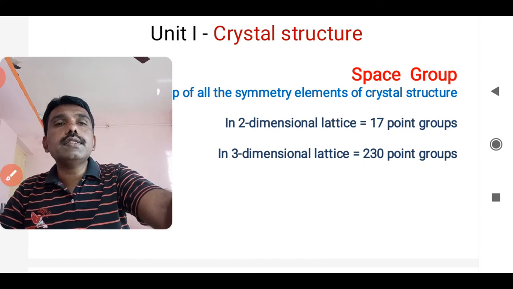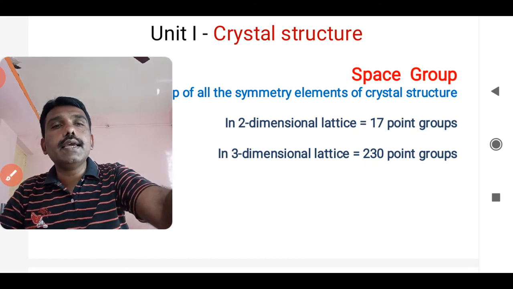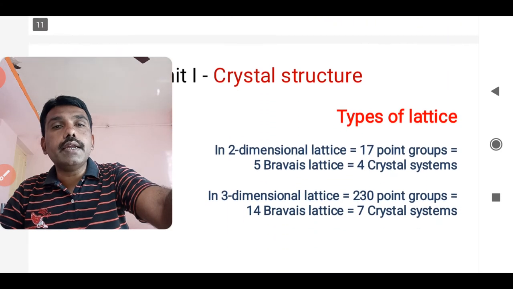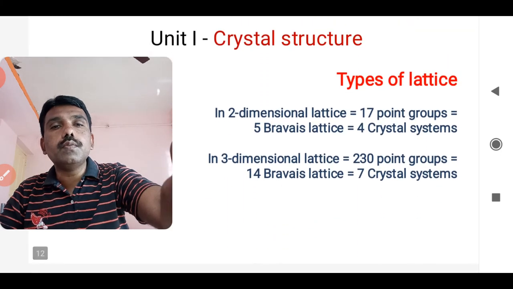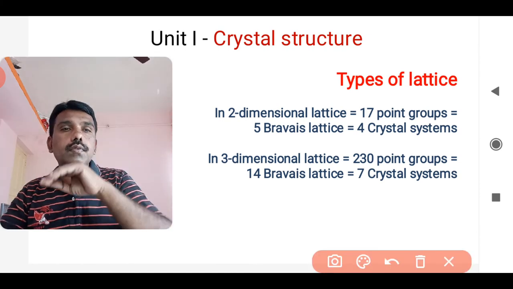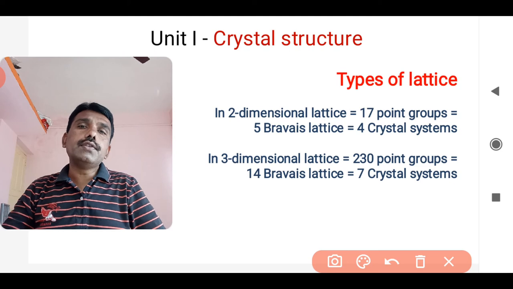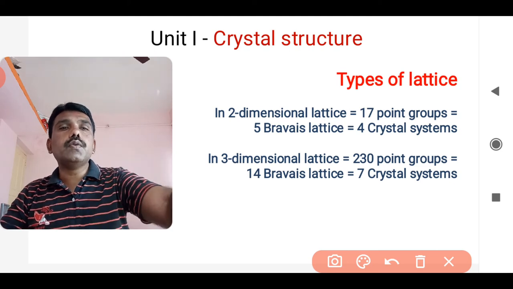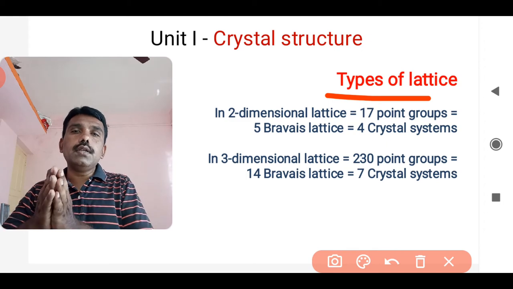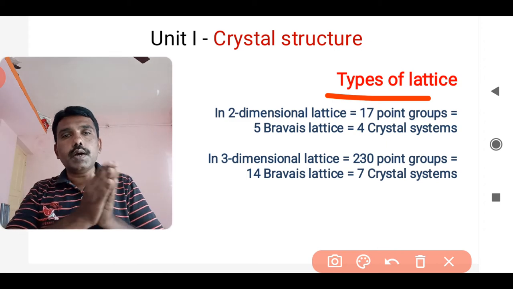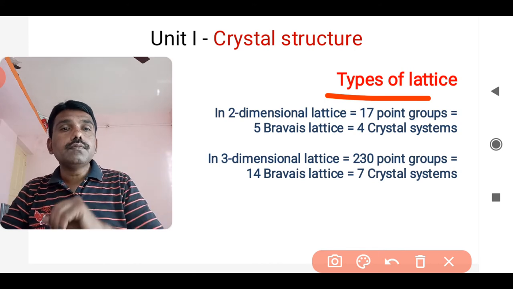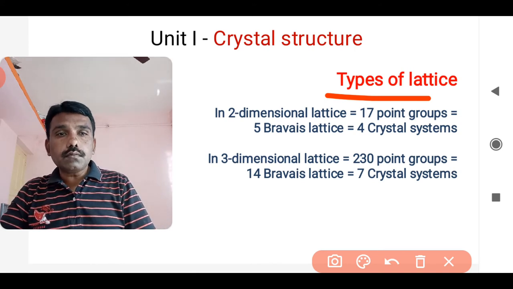Now today we will see a little bit about what type of point groups or Bravais lattices are there in the two-dimensional case. As we are aware, this is the case where we are looking at the types of lattices. Now in this case, we can bifurcate into two parts: the two-dimensional and the three-dimensional.